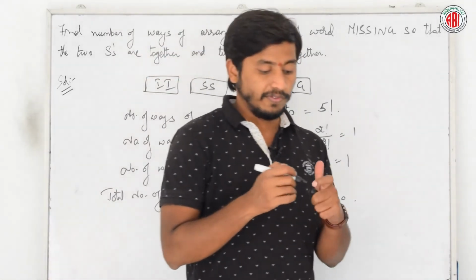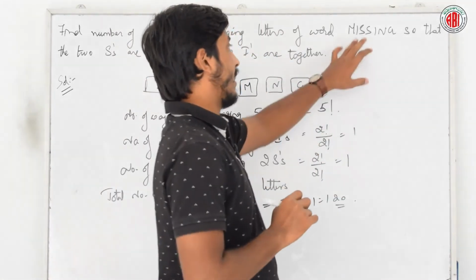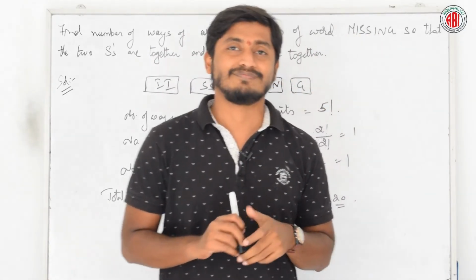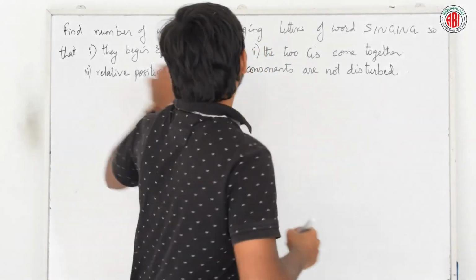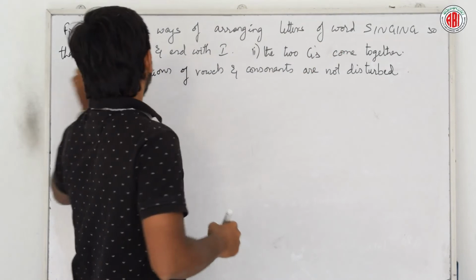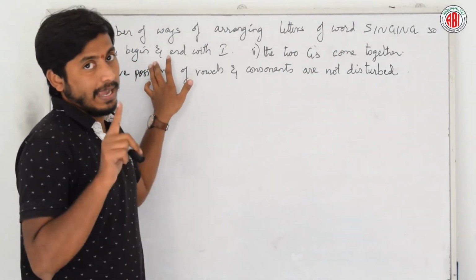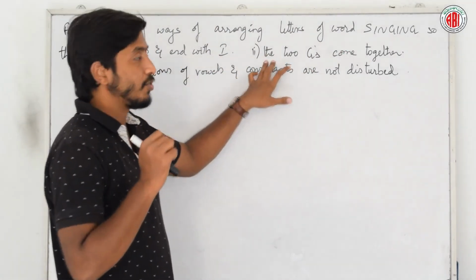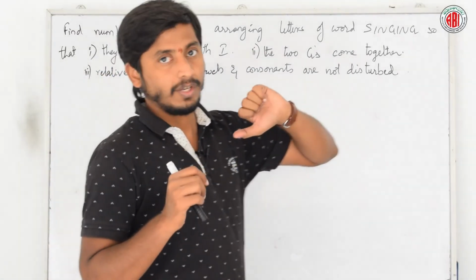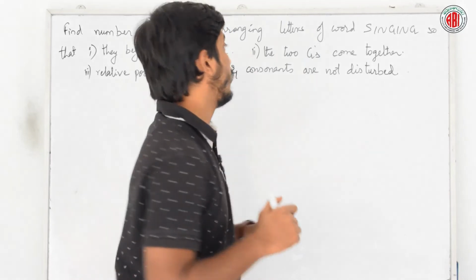This is one of the basic problems which you can easily remember. Okay, shall we move on to the next problem? Let's do. Look at the next question here. Find the number of ways of arranging letters of the word SINGING so that they begin and end with I, 2 G's come together, and relative positions of vowels and consonants are not disturbed. Okay, these are 3 questions we have to find.